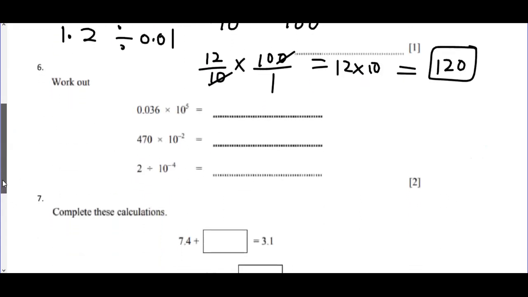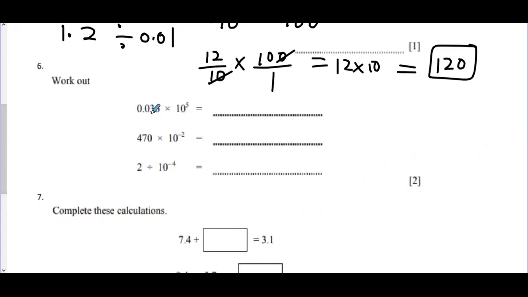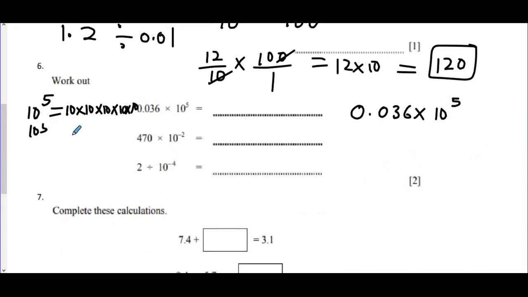The next part is this question here, 0.036 times 10 to the power 5. So you're going to have 0.036 times 10 to the power 5. Now we have done this: 10 to the power of 5 is equal to 10 times 10, 5 times. And this 10 to the power of 5 will equal 10,000. You have 1, 2, 3, 4, 5 zeros. So 10 to the power of 5 is 10,000.